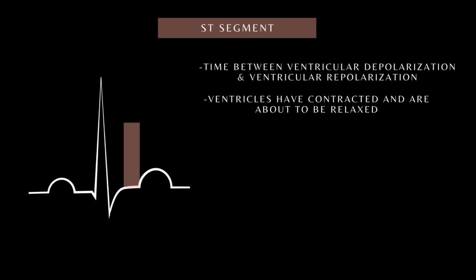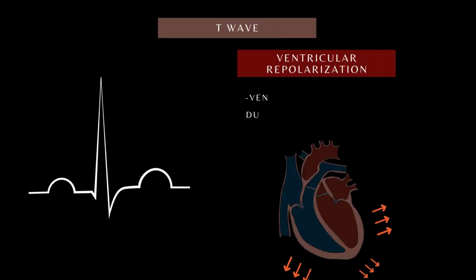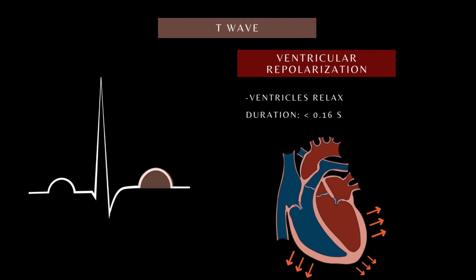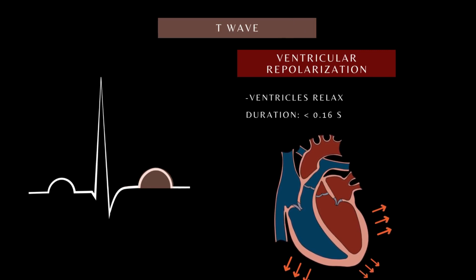The ST segment is measured from the end of the QRS complex to the beginning of the T wave. Remember, unlike intervals, the ST segment does not include any wave. The T wave represents ventricular repolarization. In other words, the ventricles are now relaxed and are waiting on a new action potential to contract.